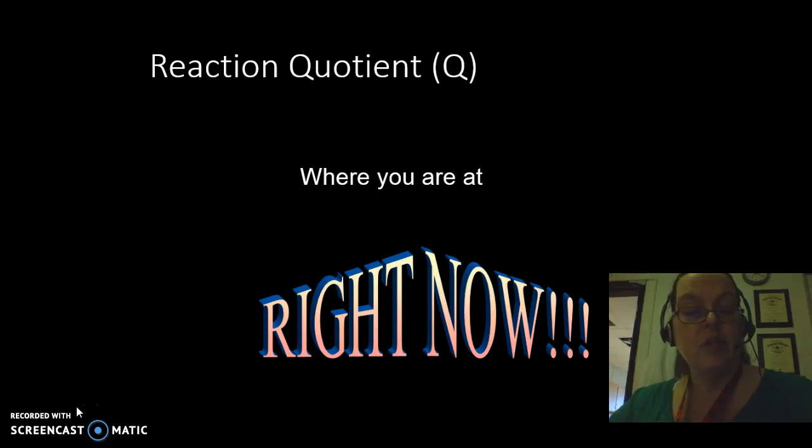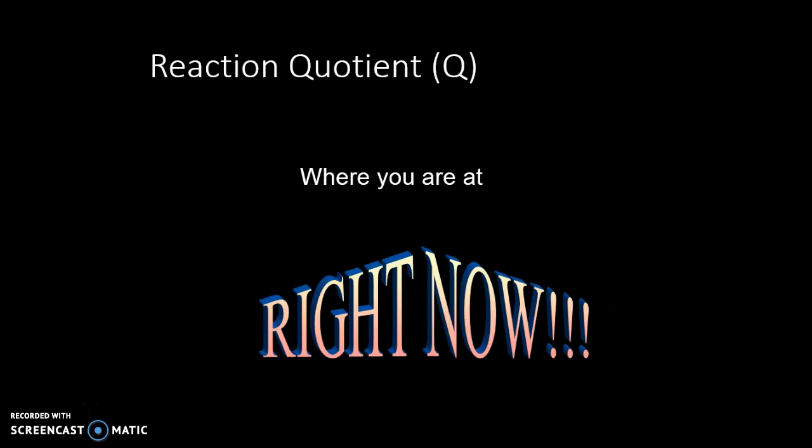Well, now we want to talk about something just slightly different along the same lines, because Q is essentially the same thing as K, except instead of being at equilibrium, Q is at any point in time, or what we call the right now time. So right now, what does it look like? And then we're going to be comparing Q to K to see where we are in the process of achieving equilibrium. So please be patient, because it does get slightly confusing, but it's not so bad when you just think about it in those terms. Okay?